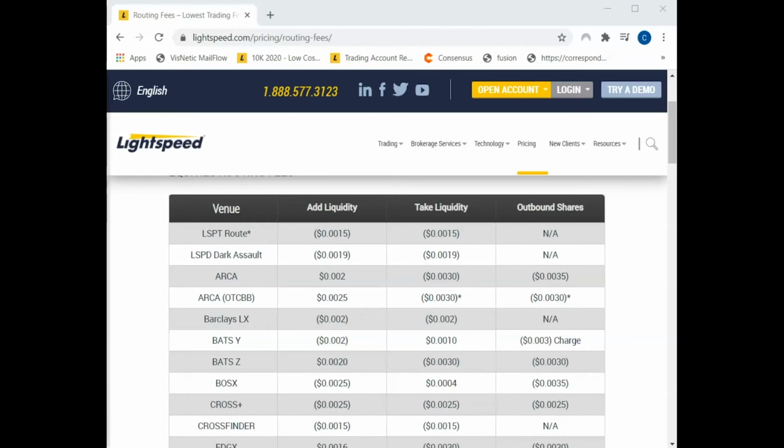The EdgeX exchange provides a 0.0016 per share rebate, or a $1.60 per 1,000 shares rebate, and charges 0.003 per share for taking liquidity, or $3 per 1,000 shares. On a side note, any hidden orders do not get a rebate and may be charged for taking liquidity.